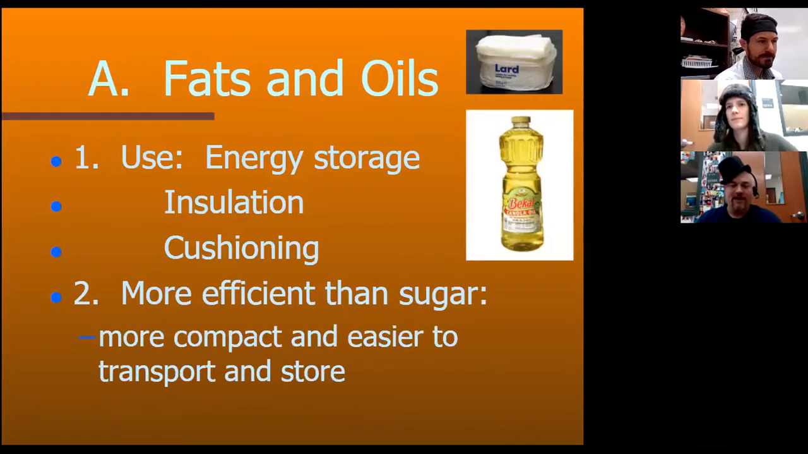And so that means that fats and oils are more efficient and more compact and easier to transport and store. You generally see, as far as the difference between plants and animals, plants tend to store more of their energy as starches, a polysaccharide, a carbohydrate, and animals tend to store them more as fats and oils. Big part of that is we move. We have to carry our energy storage around with us.